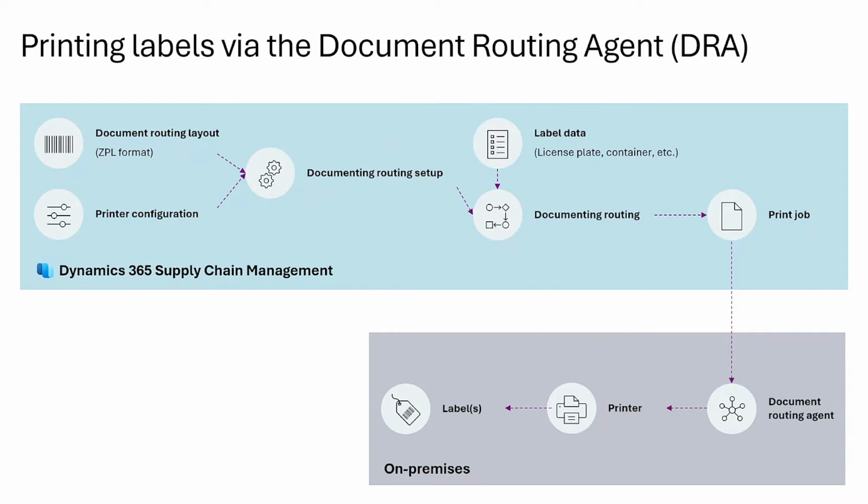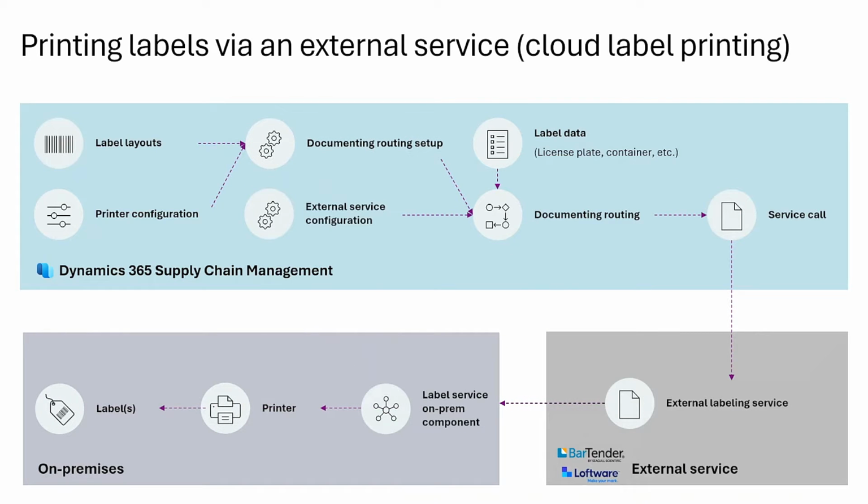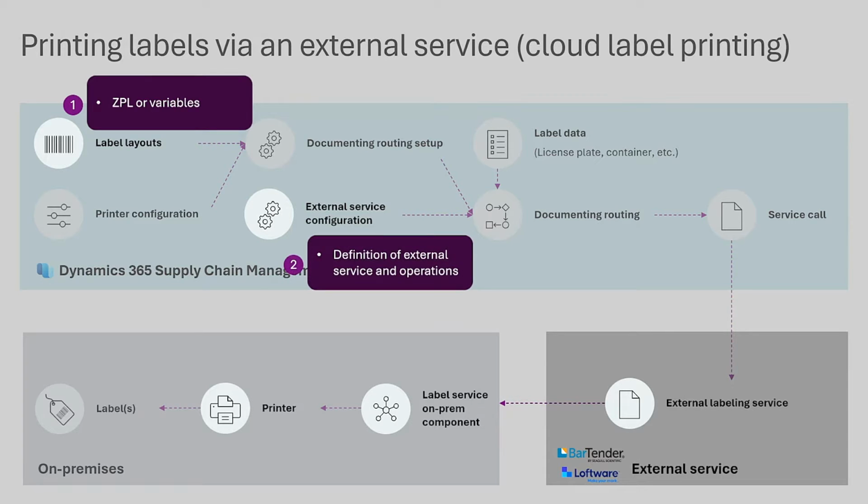Okay, so let's see how this differs from printing via an external service. So here we'll notice there are a few differences in the setup. The first is instead of document routing layouts being the source of the label design, these external services use those label layouts to define the label design. So those are the forms we looked at earlier. The next difference is the need to define the external service and its operations. And you'll see this in the demo later. Bostjan will show you how this is configured.